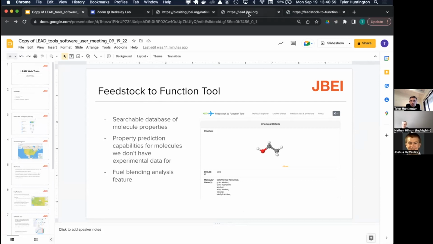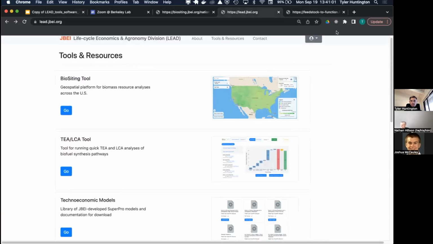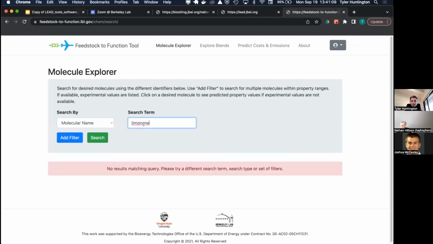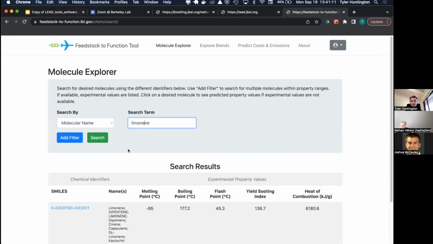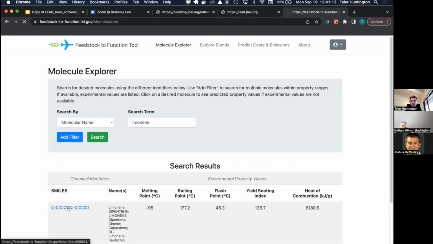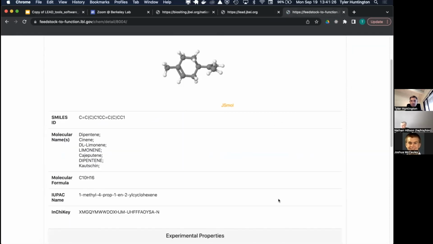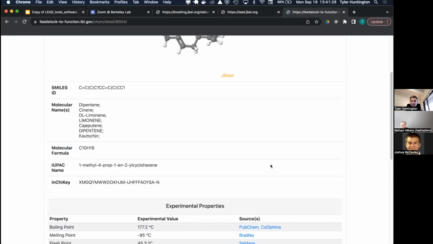So for the predicted values of the chemicals in Feedstocks to Functions, when you have predictions for a chemical, are those already stored, or do you make predictions in real time? That's a good question. For molecules that are in our database, we have made predictions and stored those already, and then we just present the stored data.